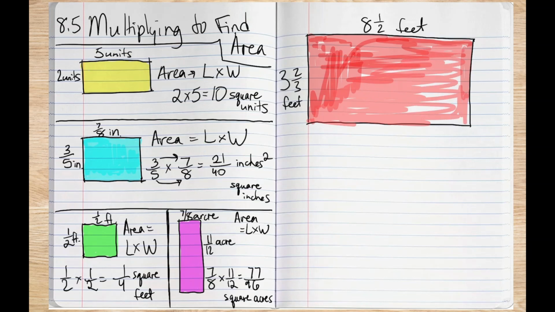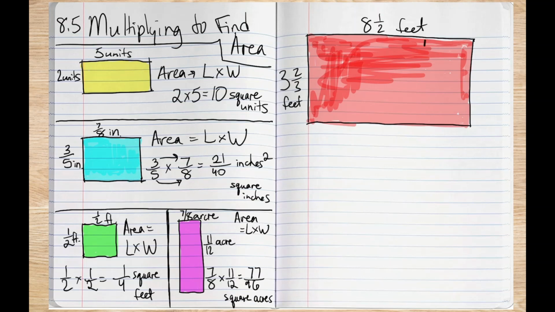All right, sorry for my messy coloring. So let's think about this shape for a minute. I have 8.5 feet by 3 2/3 feet. I'm going to use a strategy you've probably seen before, but maybe not with fractions.